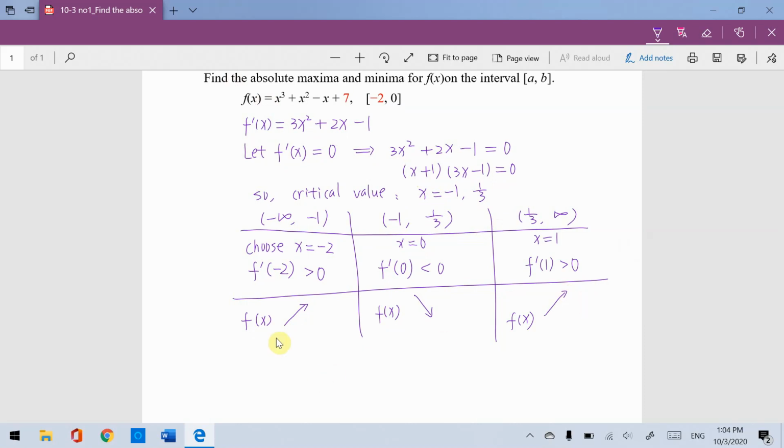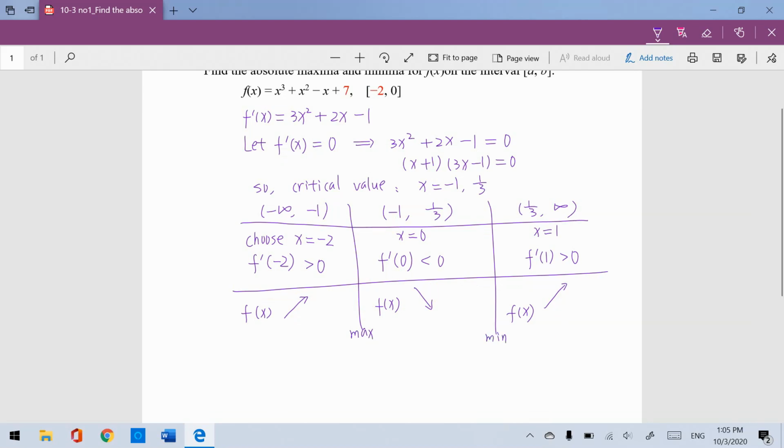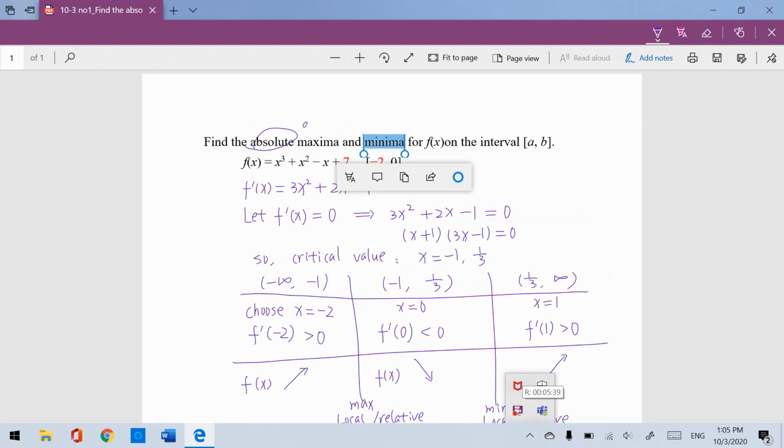So you climb a mountain, go up, then go down. Here, this negative 1 is a maximum, right? It's the top of the mountain. Here you go down, then you go up again. This is a minimum. But those we call local, or you could call relative. Absolute means global. Here x is in this interval, that means x less than or equal to 0 and greater than or equal to negative 2.